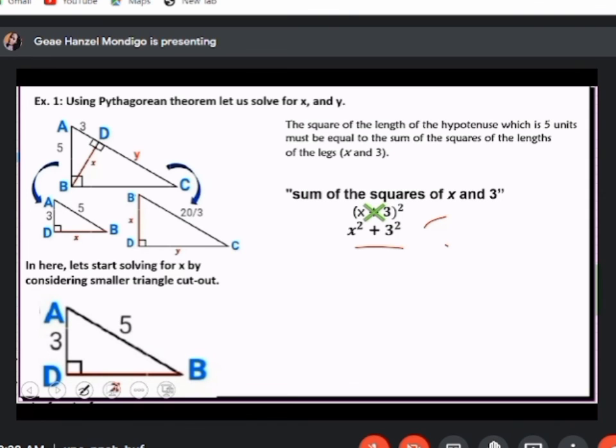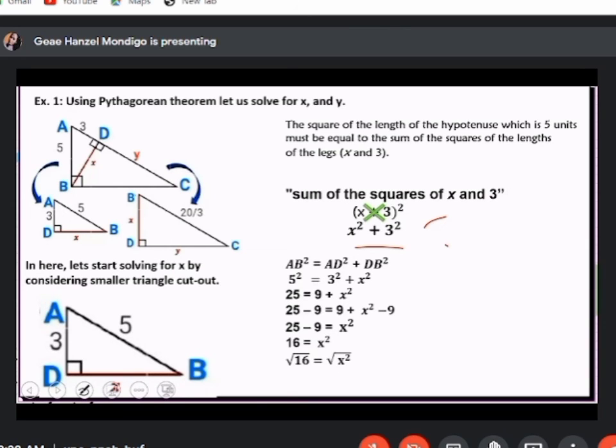Now, since we got our value of x earlier, which is 4, you can only accept the positive here. We cannot accept the negative. Therefore, our value of x is 4.